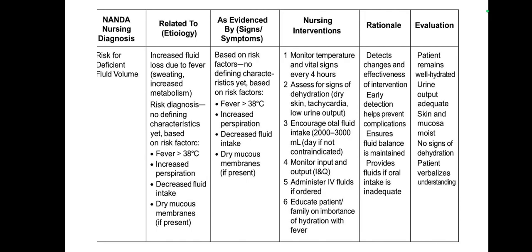But if the patient has no contraindication, in that case we have to provide fluid of approximately 3.5 liters. Next, monitor intake output of the patient, administer IV fluids if the patient is severely dehydrated, or if the patient is prescribed IV fluid. Okay, and educate the family members about fluid and how to maintain hydration.